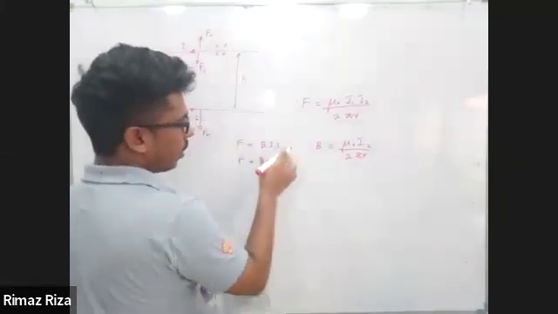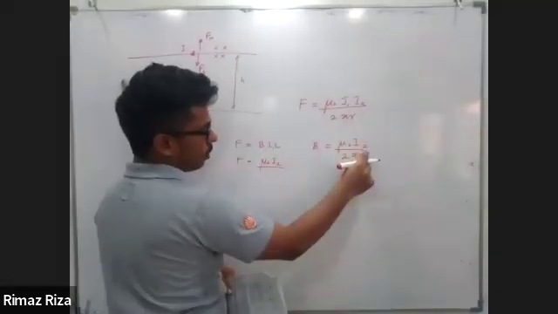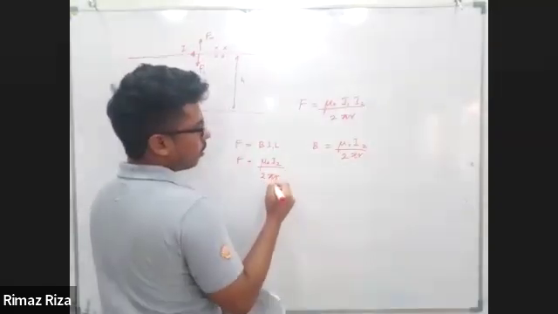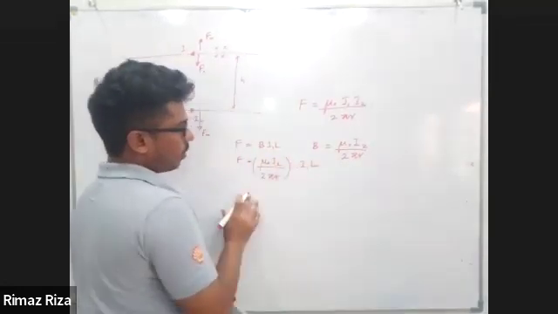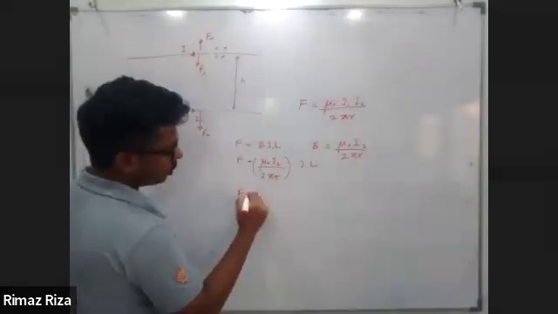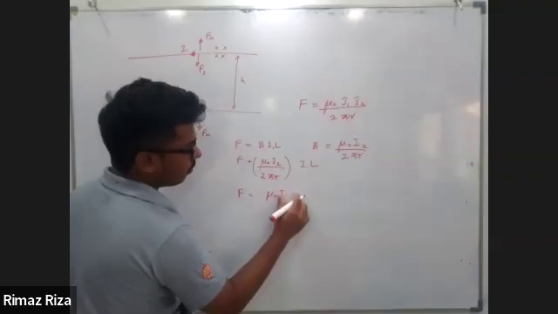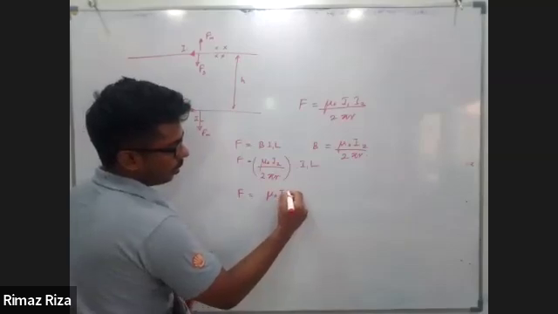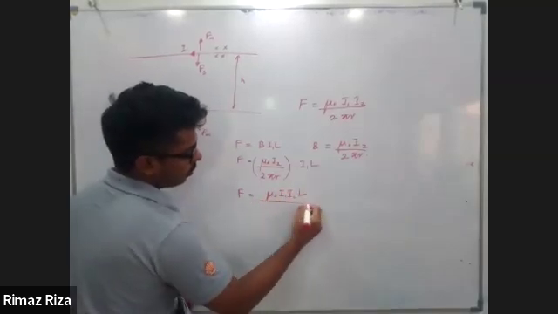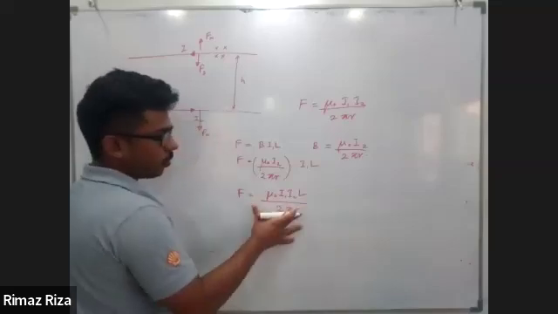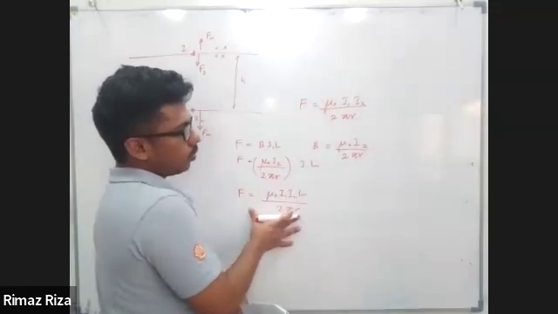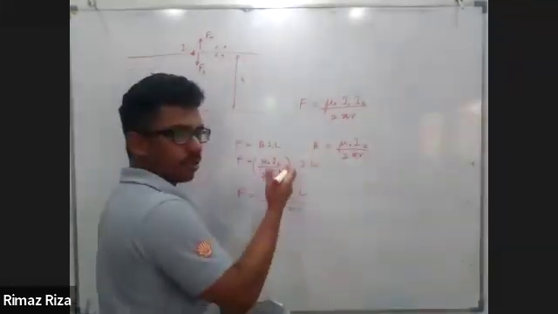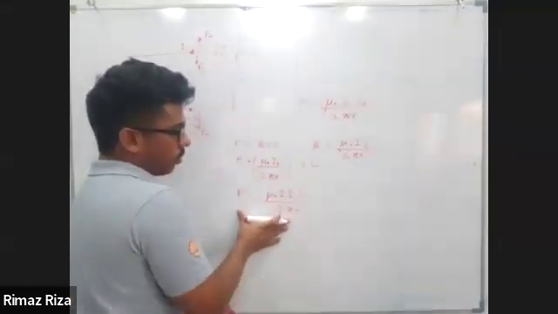So then here we have B equals mu naught I2 over 2 pi R, into I1 L. So then Fm equals mu naught I1 I2 L over 2 pi R. This formula you should remember so that you can easily use it. Now, if I already know this, then I shouldn't spend time deriving it. All right.